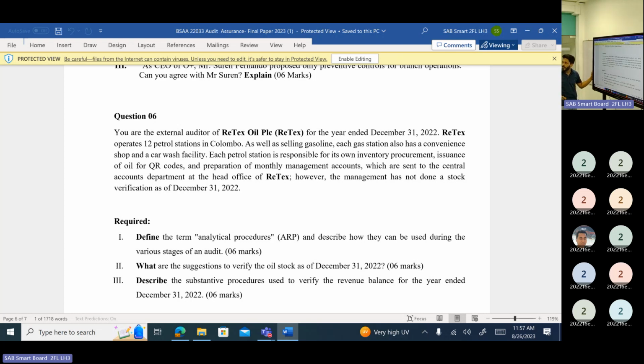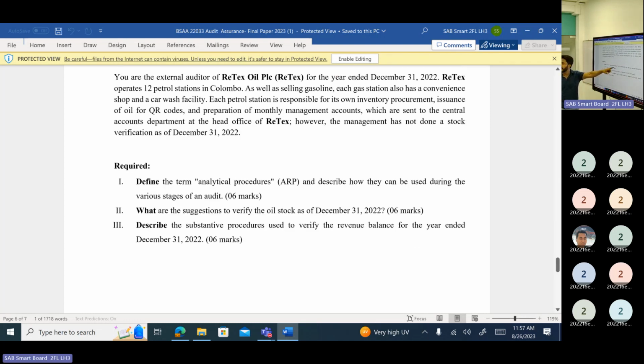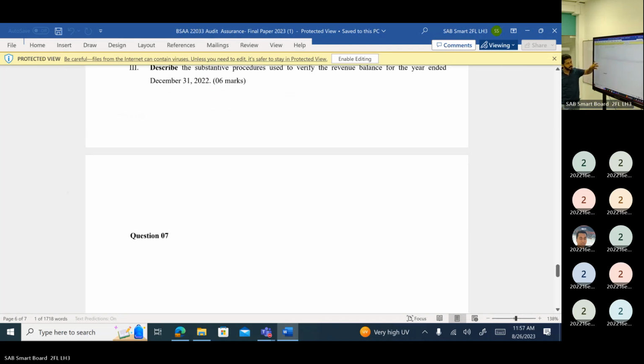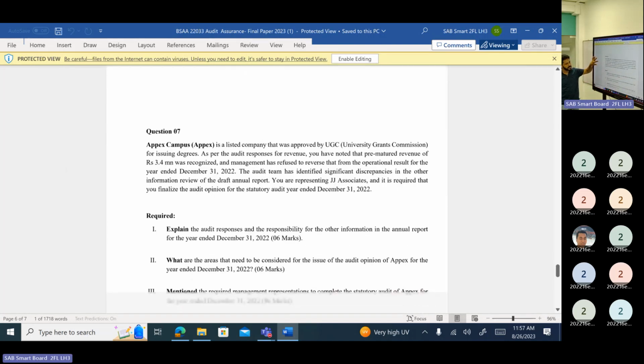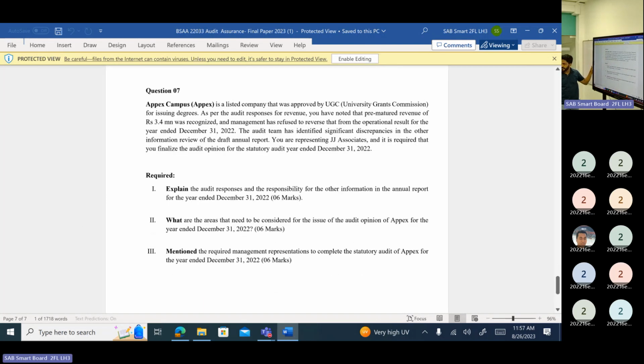How are we going to do these audit procedures? How are we going to do analytical procedures, right? Question 7 is about the university, so the rendering services, how we are going to recognize revenue.